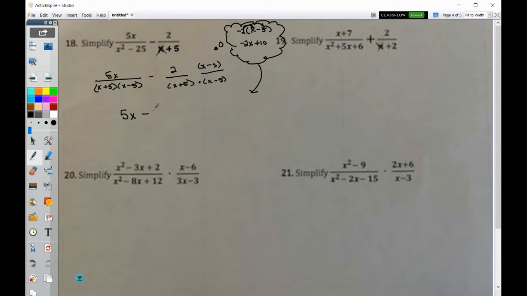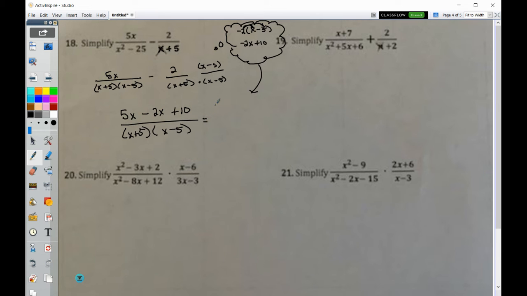5x minus 2x plus 10, all over x plus 5, x minus 5. If I was doing this problem, that is what I would do. I would just write it this way and skip right to this point. I would think about this multiplication, and then I'd know I'd be doing the 5x, and this is all going to be my numerator. Since my denominator is going to be the same after this, I go ahead and put it here. Other than combining these like terms, I don't think you can do anything else with this one.